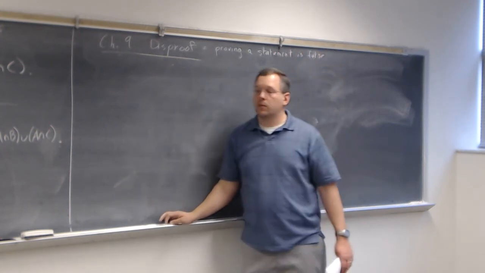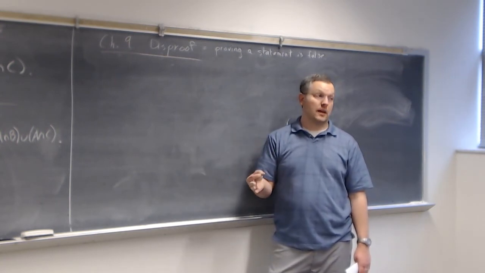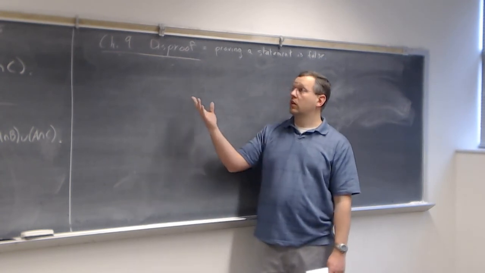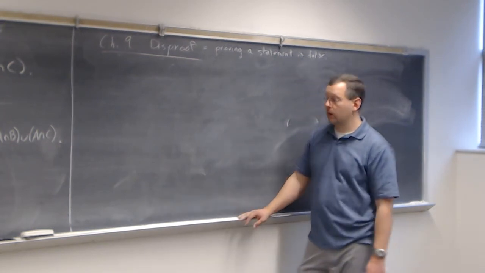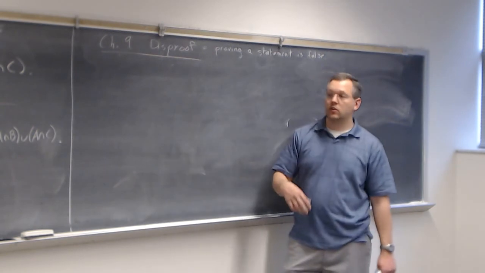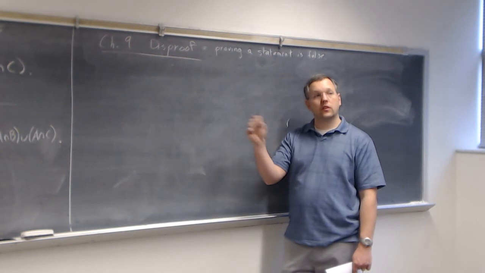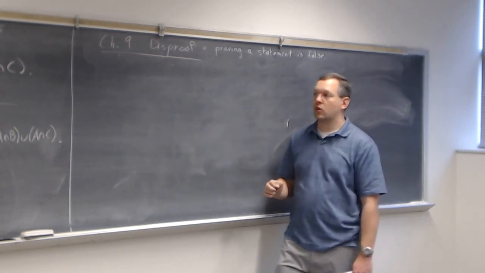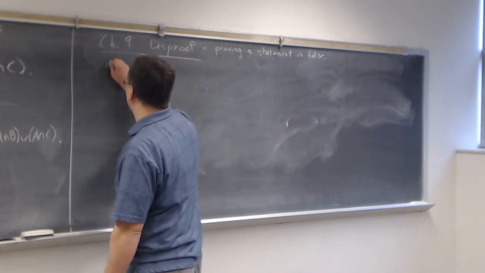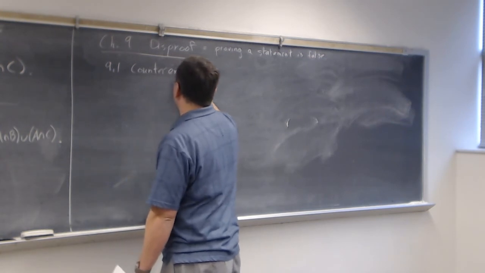So to prove a statement is false, often the simplest way is with a counterexample. A counterexample is just an example that shows a statement is false. That's really just the purpose of a counterexample. Somebody makes a claim, or makes a conjecture, or even presents a theorem, and you can say, well, actually, you didn't consider this counterexample. This just shows that your statement is wrong. So section 9.1 is on counterexamples.